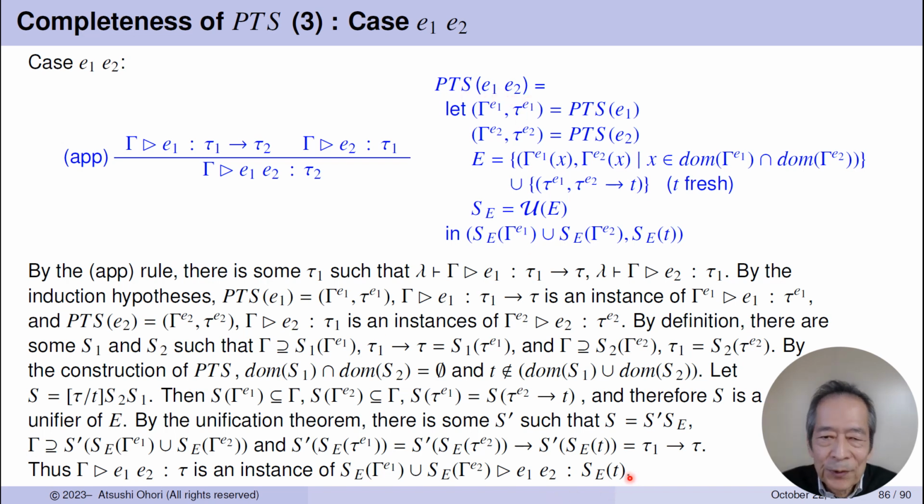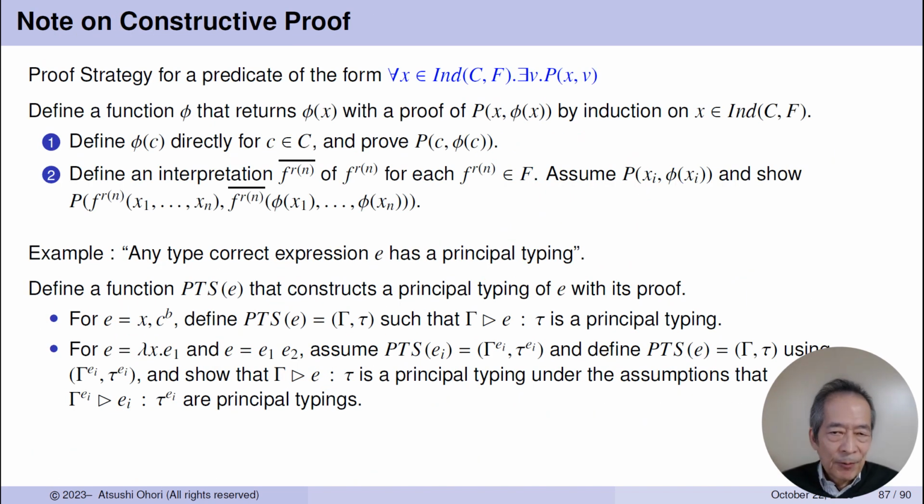So we have completed this case. It is a little bit complicated, but there is nothing magical and no difficult part; we just go through every detail, and we have completed it successfully. And therefore we have completed the entire proof of completeness of the PTS algorithm. So far we have completed the proof of completeness, and that is the content of today's lecture.